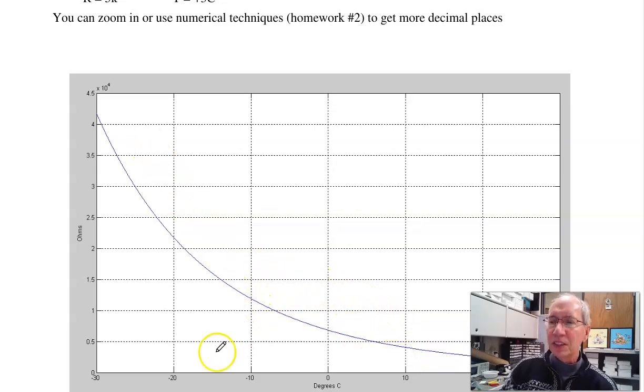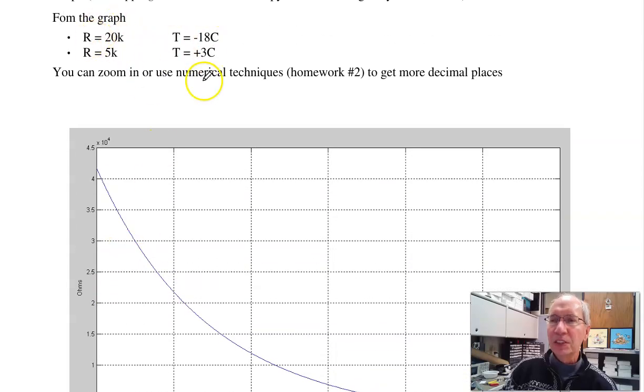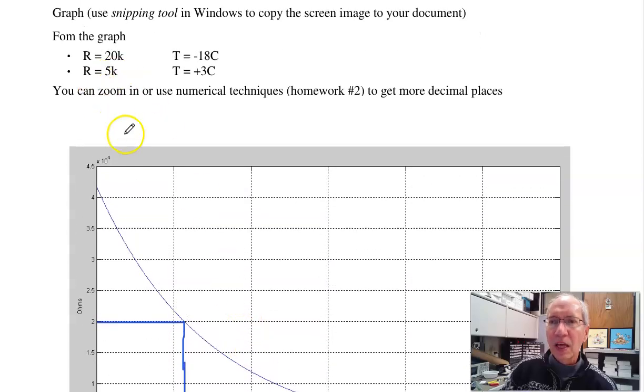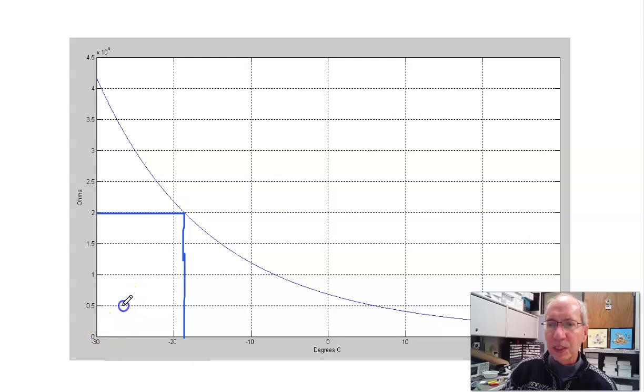What the graph does is, given temperature, I can tell you resistance, or in this case, given resistance, find temperature. At 20 kiloohms, right here, here's the temperature, about minus 18. At 5 kiloohms, right here.